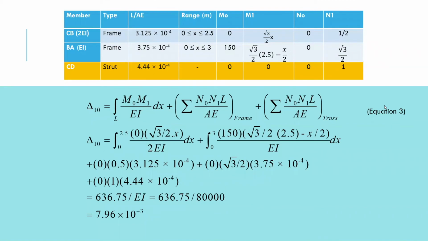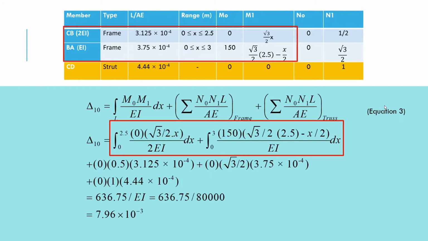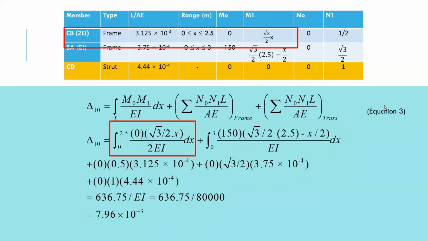This is how we write delta 1,0 as in equation 3. First, we insert bending information for sections CB and BA. For example, for section CB, for the integration formula, we insert the equation M0 multiplied by M1, the flexural rigidity and the range of the section.